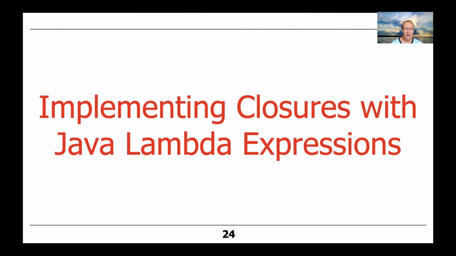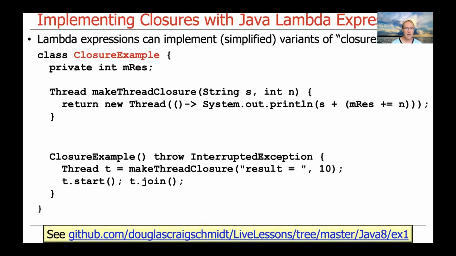The last thing I'm going to cover in this introduction to Lambda expressions lesson is to describe how you can implement a variant of something called closures with Java Lambda expressions. So you can implement a simplified variant of closures. And this example appears in the EX1 folder in my GitHub repository. The example is called closure example.